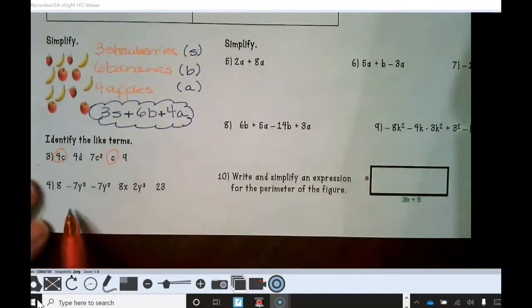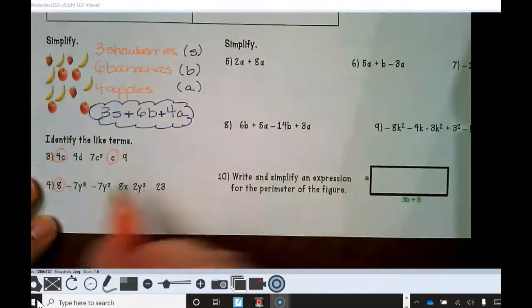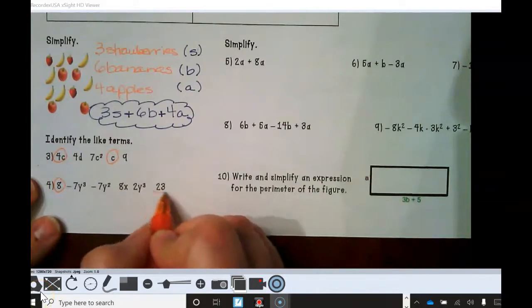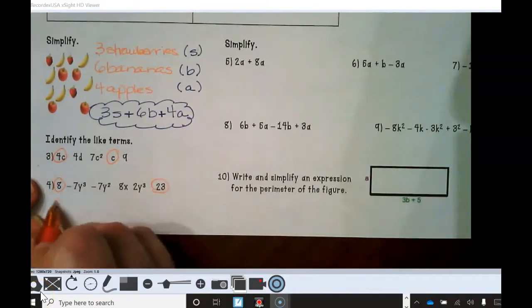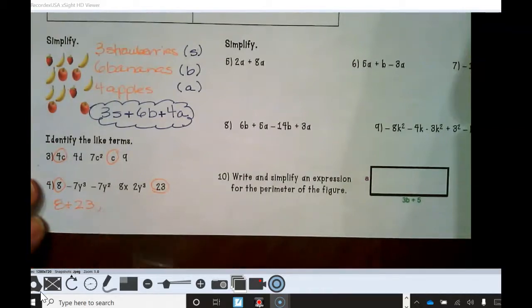Let's look at the next one. Do we have any constants? Why, yes, we do. I hope you found them. We have 8, no plain numbers, and hello. There we go. So 8 and 23 are like terms. Now let's see if we have anything else. Remember, you don't need to worry about your coefficients. Only look at your variables.